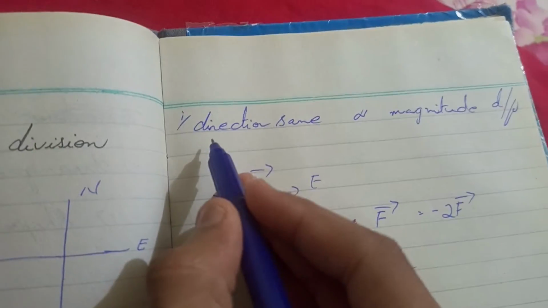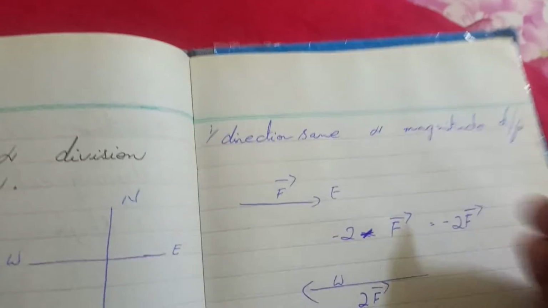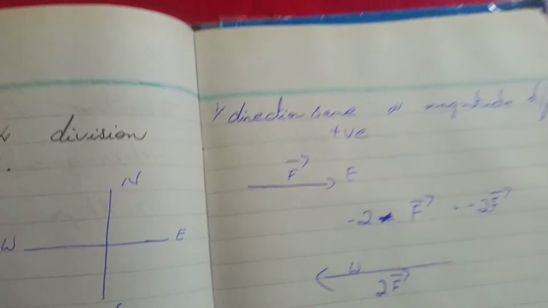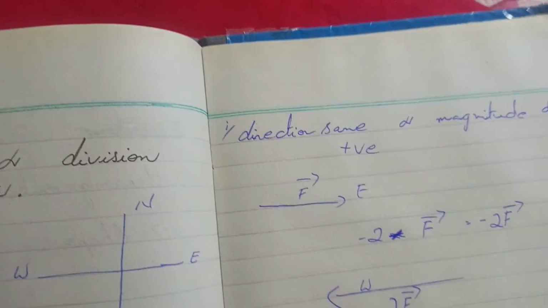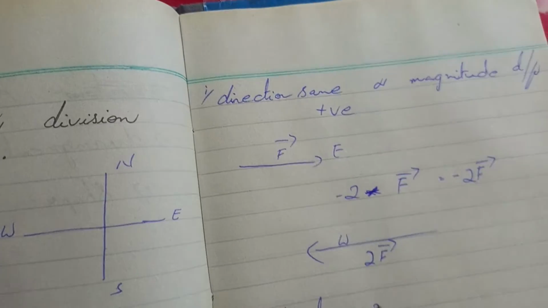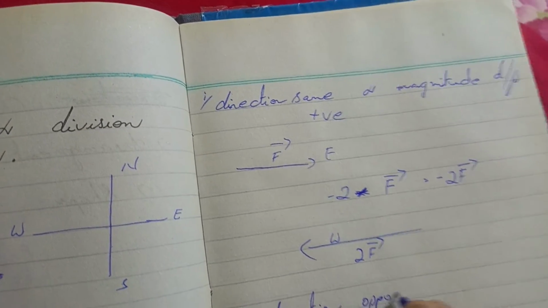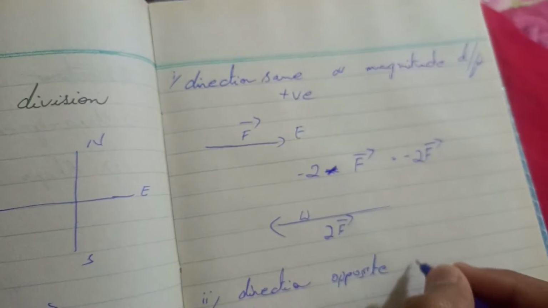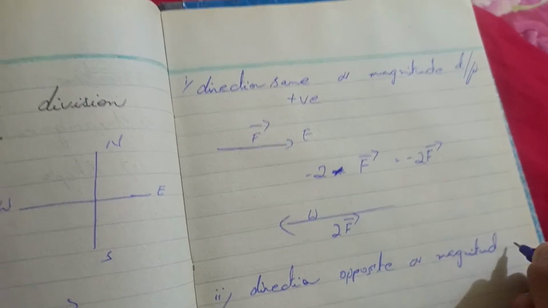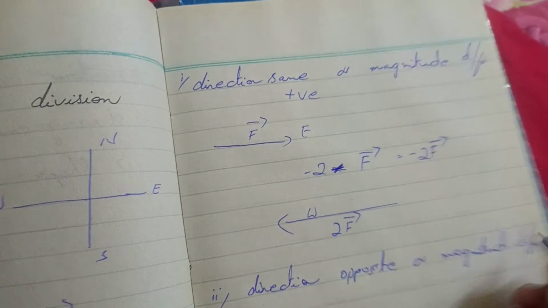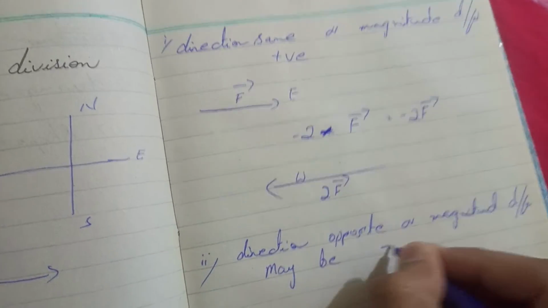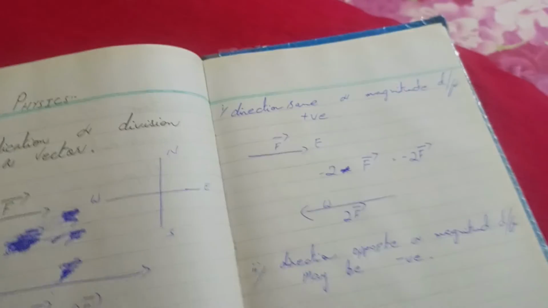Now what is the case between those? If I said direction same and magnitude different, that is when the number is multiplied by a positive number. The second case is that the direction will be opposite and the magnitude different, if the vector is multiplied by a negative number. So these are the cases.